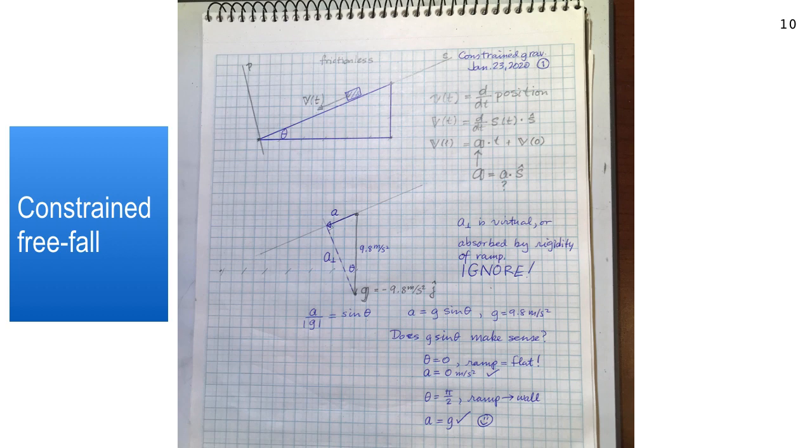Now, if you put an object up here on a frictionless ramp, starting from rest, it's going to slide down the ramp. So I'm going to give it a velocity arrow down the ramp. And it's going to get faster with time. So let's make V a function of time. Now we know that V of t is d by dt of the position.